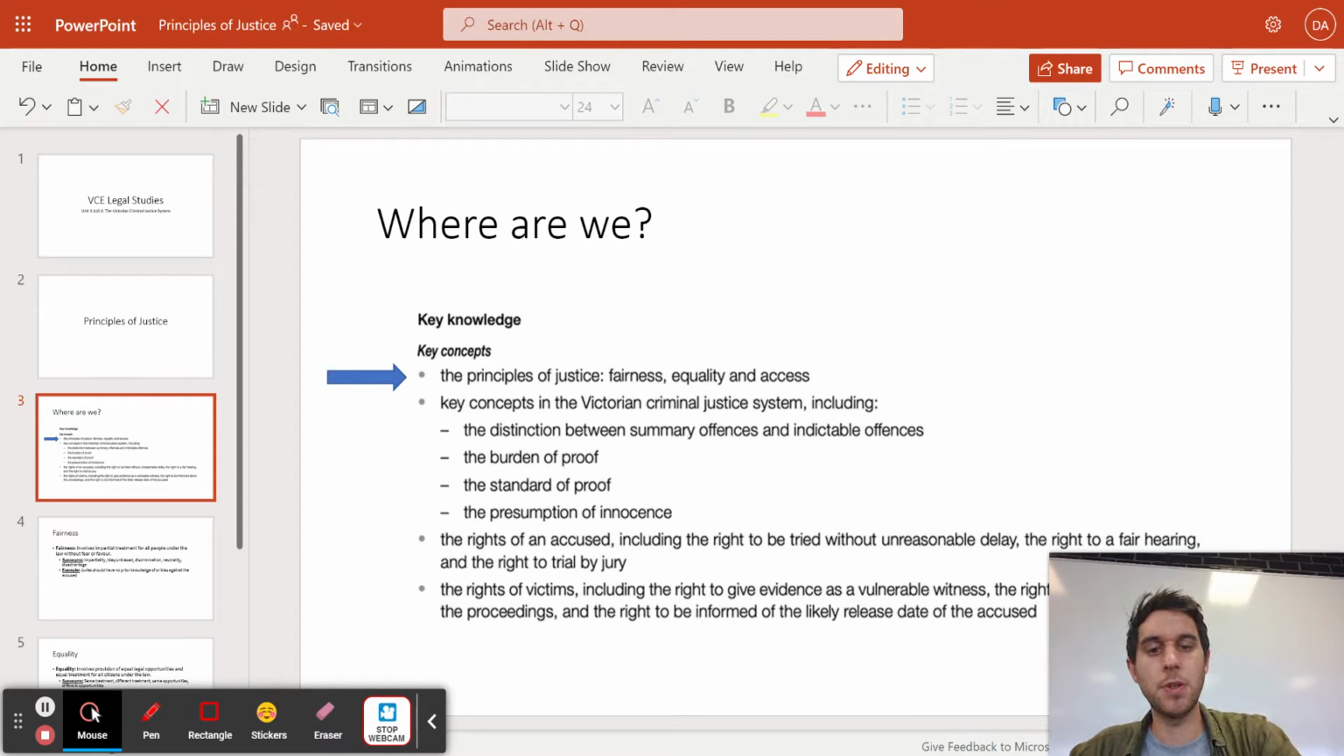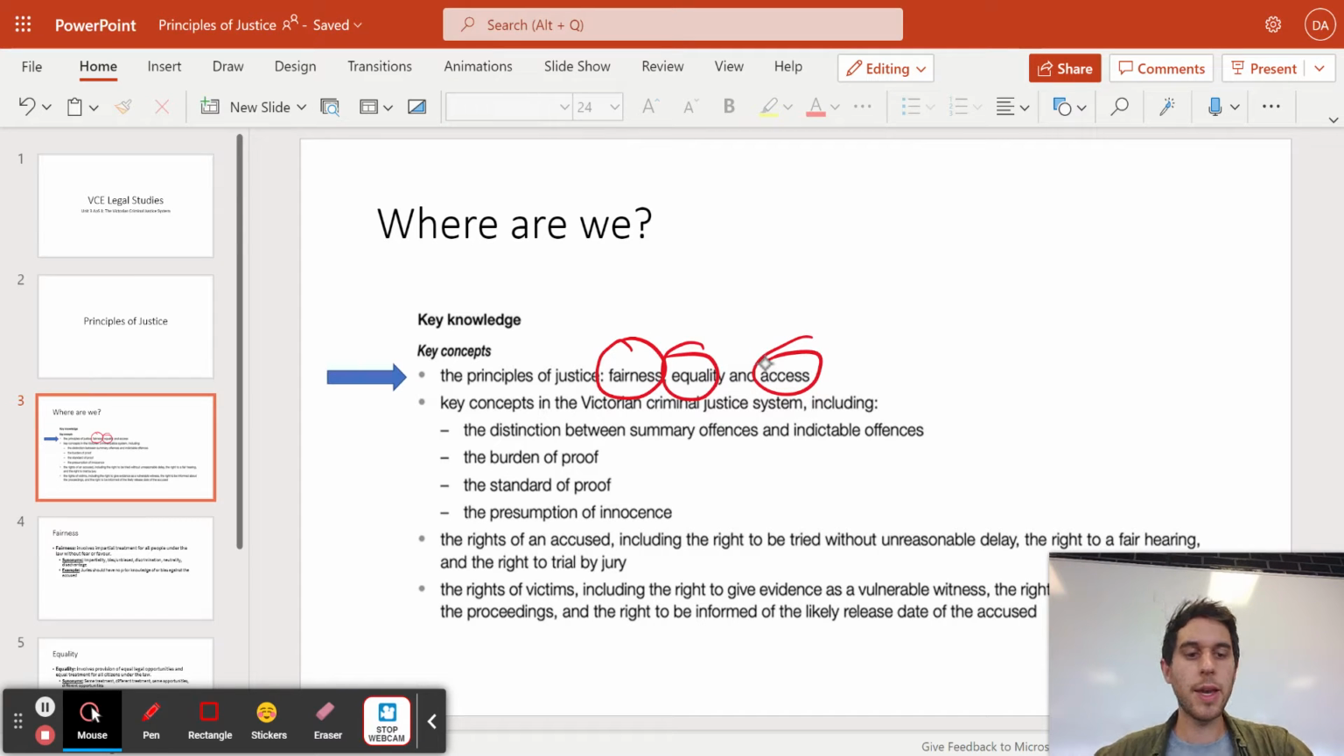The reason why it's first is that these three principles, fairness, equality, and access, are like a lens that we're going to use to look at the rest of the course. Every other thing that we learn about, we're going to think, does this help achieve fairness? Or maybe it increases equality. Or maybe it helps people access and use our legal system. All of the things we learn after this, we're going to look back and apply the principles of justice to. That's why we learn it first, because the principles overlay and relate to all of the things we're going to learn after this.